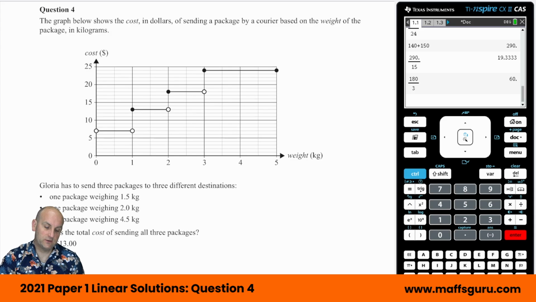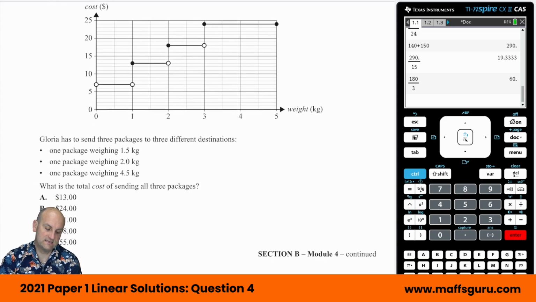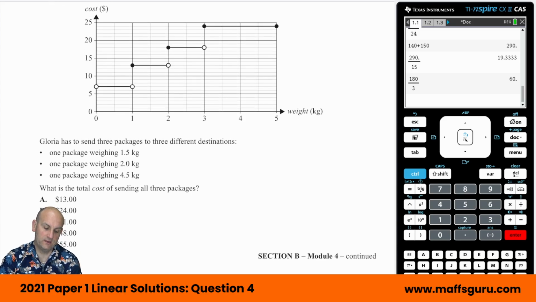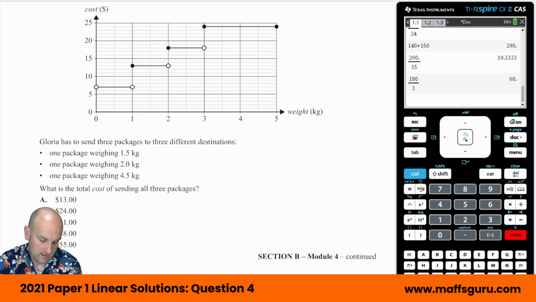The graph below shows the cost in dollars of sending a package by a courier based on the weight of the package in kilograms, a step graph. Gloria has to send 3 packages to 3 different destinations. One package containing 1.5 kilos, so that's going to put me here. One package weighing 2 kilos, which is going to put me here. And one package weighing 4.5, which is going to put me here. The total cost of sending those packages is okie dokie.